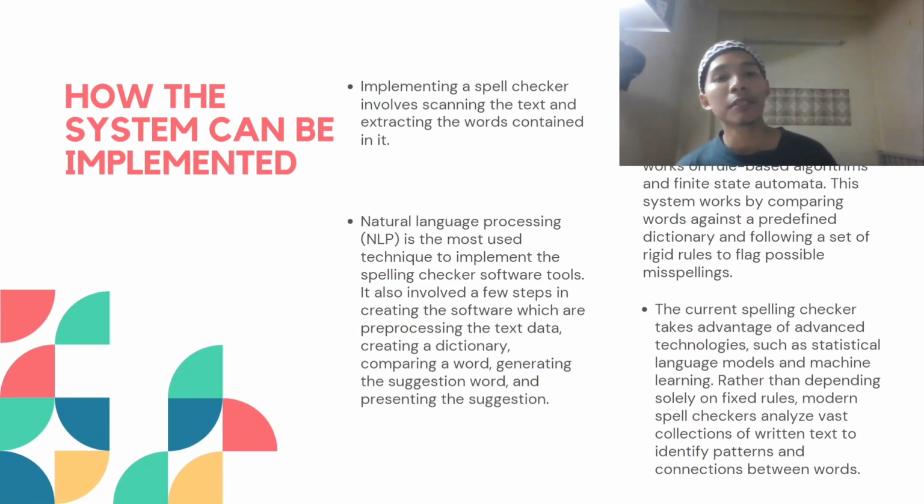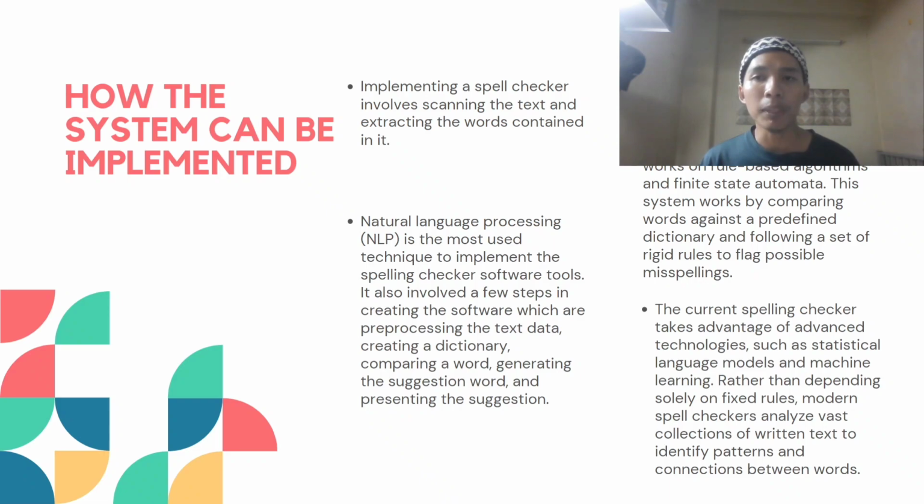How can the system be implemented? Implementing a spell checker involves scanning the text and extracting the words contained in it. NLP is the most used technique to implement spelling checker software tools. The first step is creating software which processes the text data, creates a dictionary, compares words, generates suggestion words, and presents the suggestions.